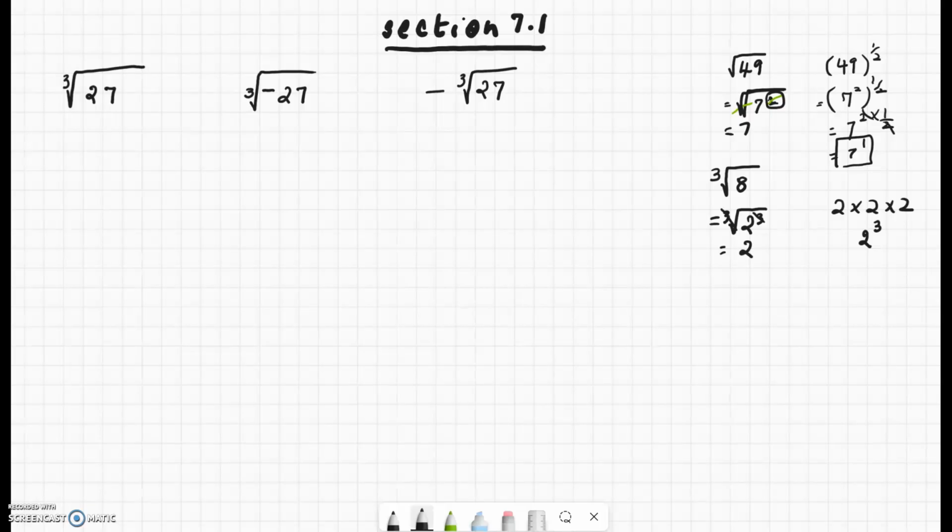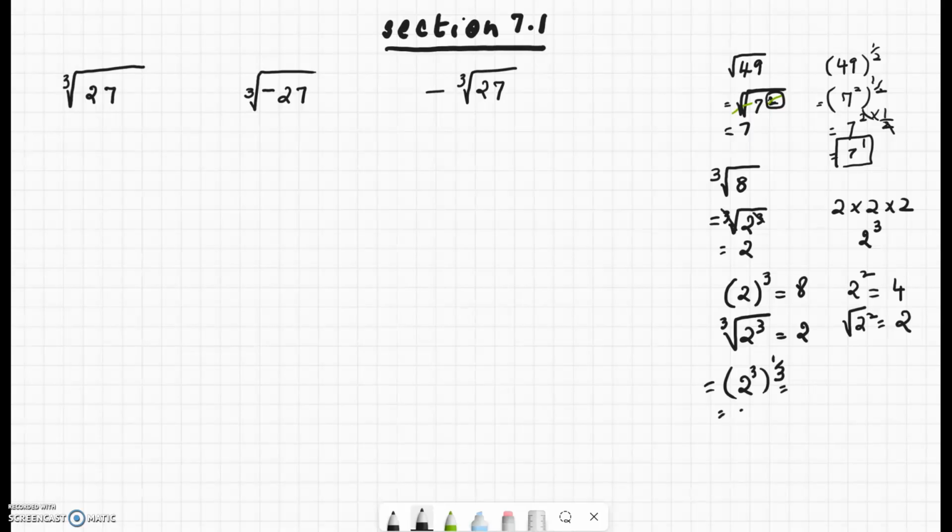Now let's double check. If I take a 2 and I cube it, I get 8. So the cube root of 2 cubed is equal to 2. When I square 2, I get a 4. So the square root of 2 squared is equal to 2. Now cube root, another way of looking at it, is 2 cubed to the 1/3. And then that's equal to 2 to the 3 times 1/3. And that's equal to 2 to the 1.